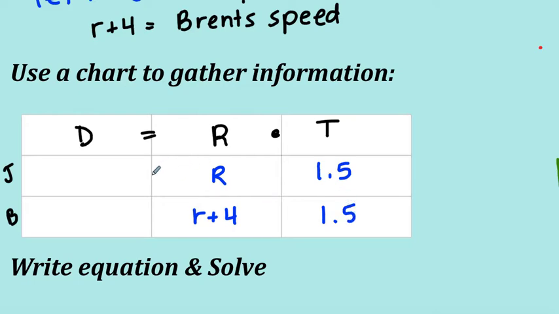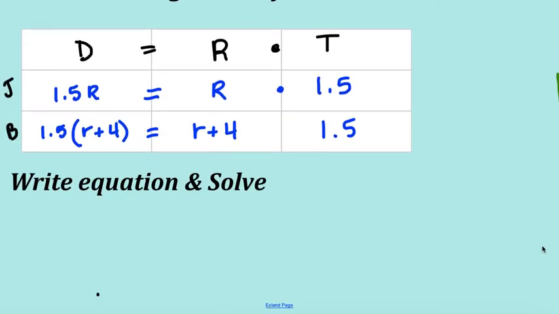Now here's the different part. We need to multiply them together to get the distance. We don't know what the distance is, so r times t is actually my distance in terms of r, okay? So 1.5 times r is 1.5 r, and then Brent's distance would be 1.5 times r plus 4. Noticing I'm putting the r plus 4 in parentheses. That's important, okay? All right, so now we write our equation and solve.